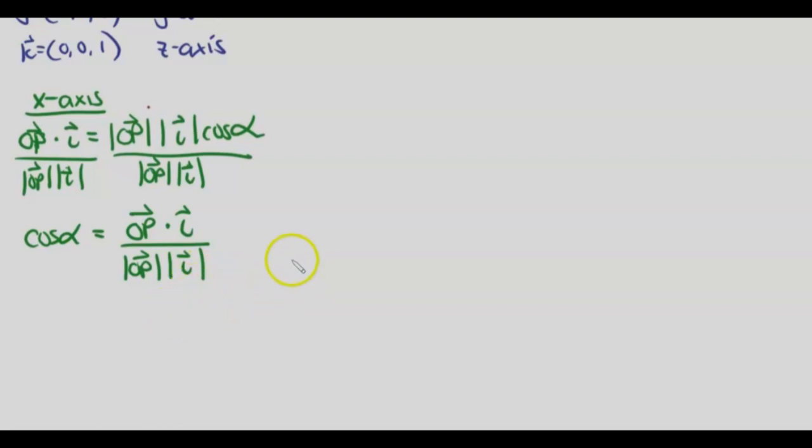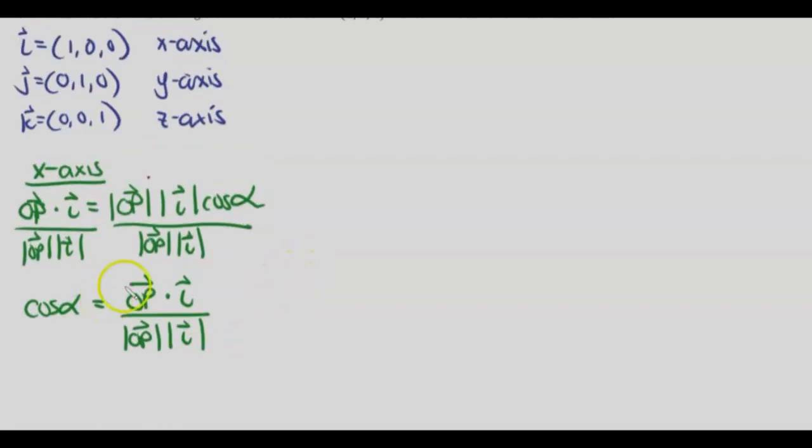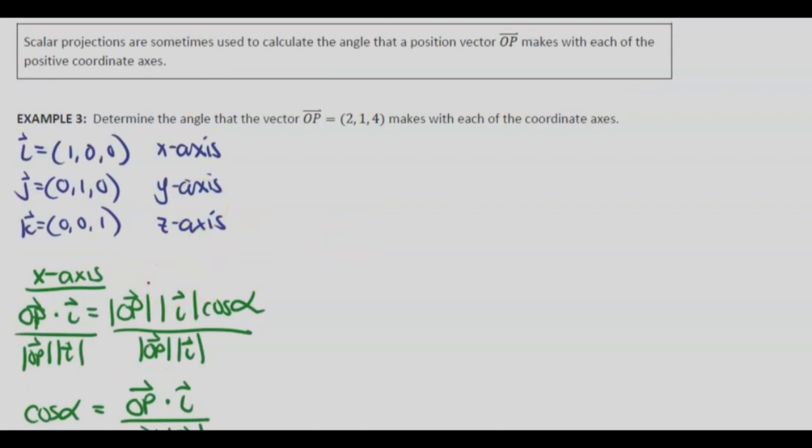Okay, so before I start to plug in, I'm going to do a little bit of the work at the top. Let's find the magnitude of OP because we're going to need that for all of these. So this is going to be 2 squared plus 1 squared plus 4 squared, which is 4 plus 1 plus 16, which is going to be root 21.